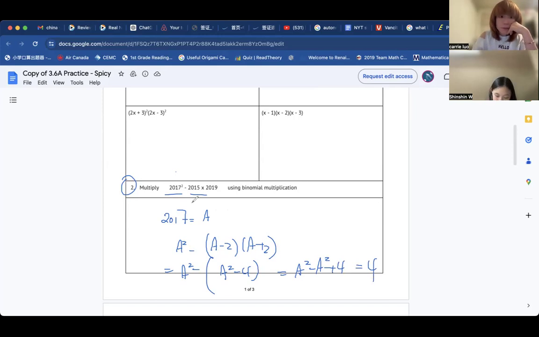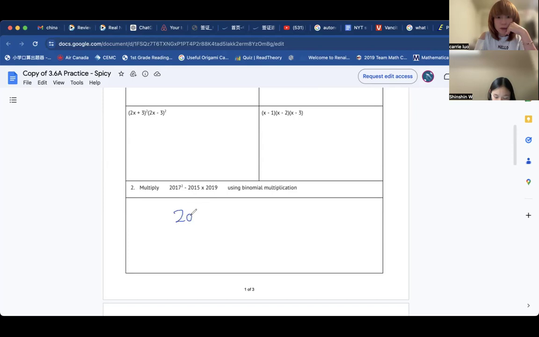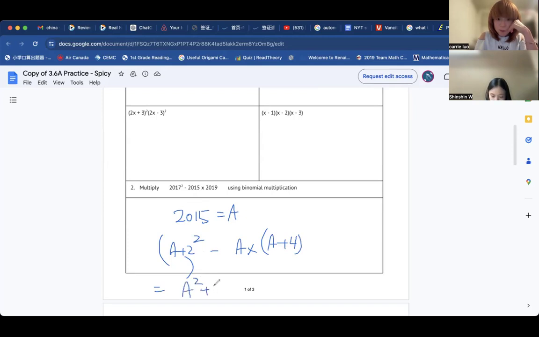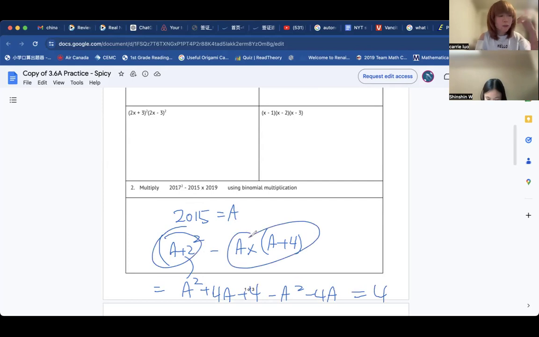But some students said, hey, I don't want to use 2017 as A. I want to use 2014, 15 as A. Can we do it? Still, you can do it, but much more complicated. So (A plus 2) squared minus A times (A plus 4). Right, so this one is A squared plus 4A plus 4 minus A squared minus 4A. So still you get the answer 4, but with a much more complicated application.